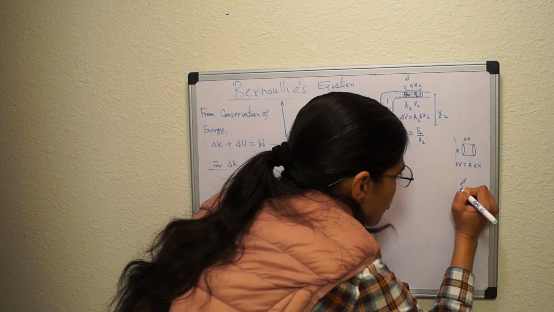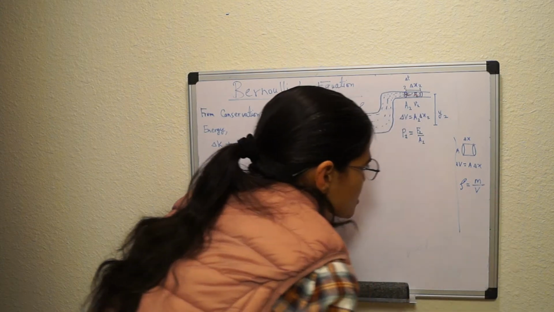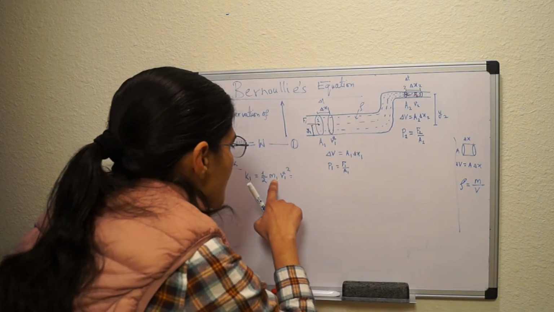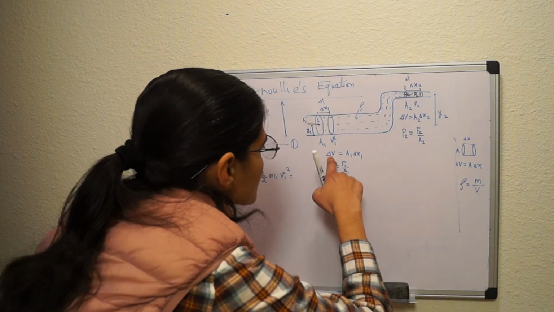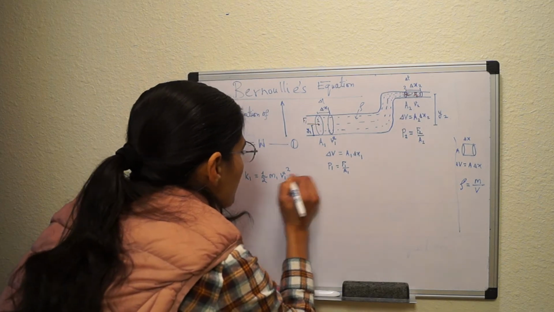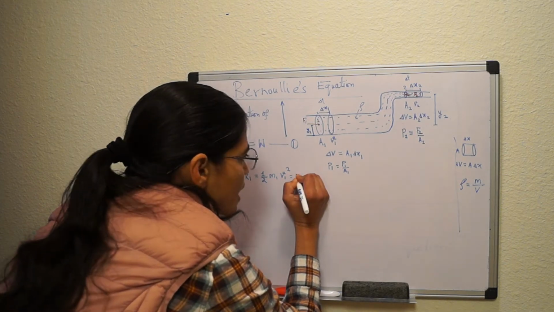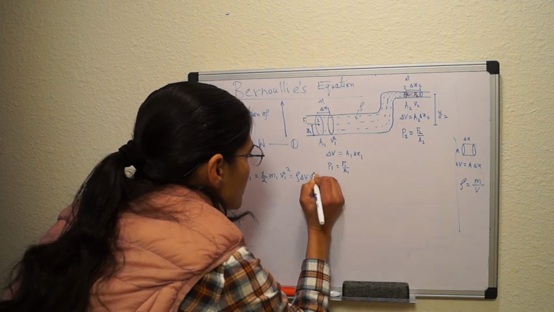So density rho equal to mass by volume, right? So in place of mass m1, we can write rho times volume, which we call here delta V, okay? So we could just write that one. So in place of m1, we are going to write rho times delta V times v1 squared.